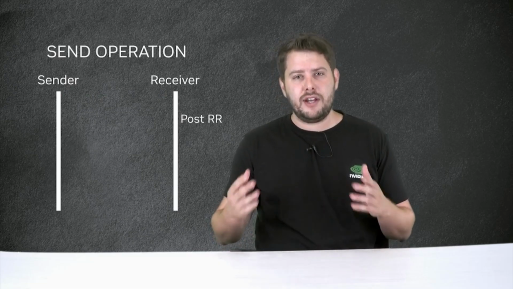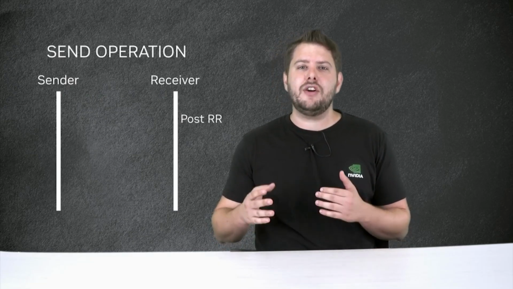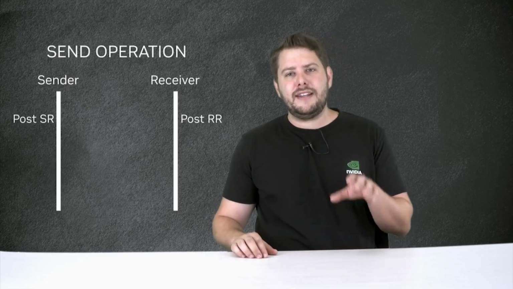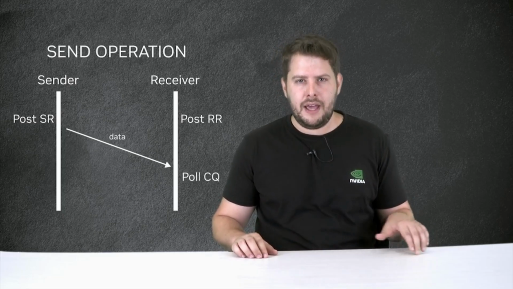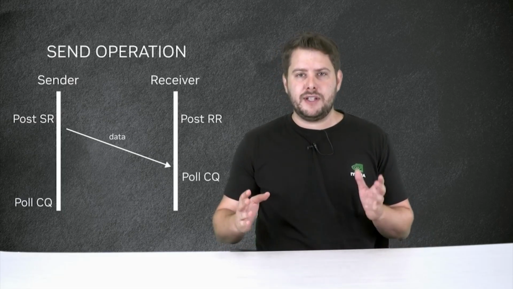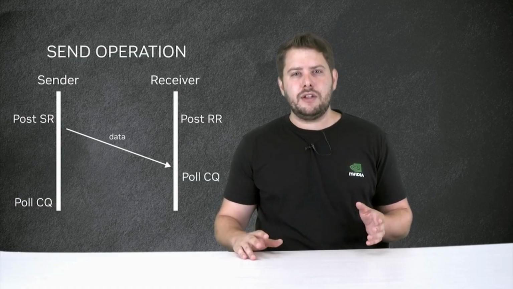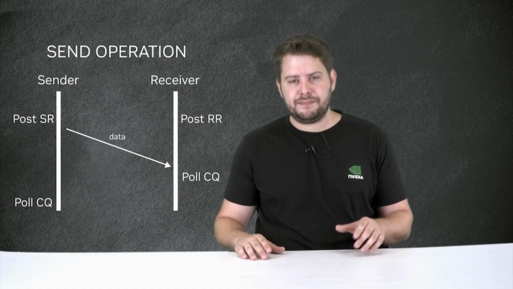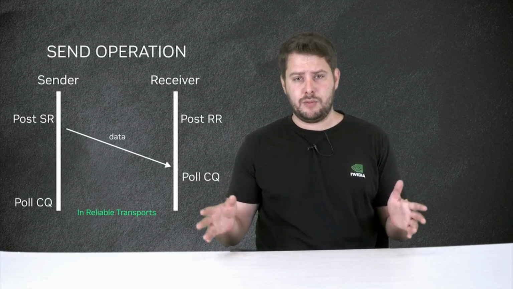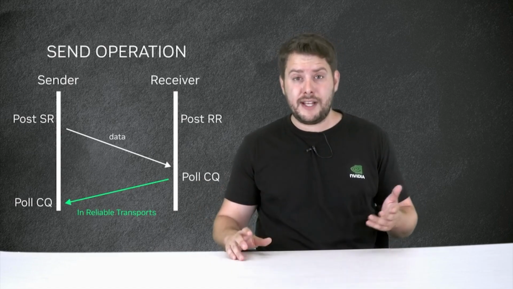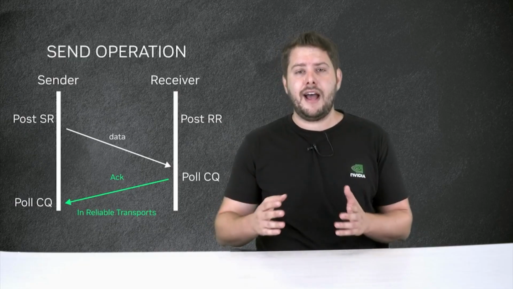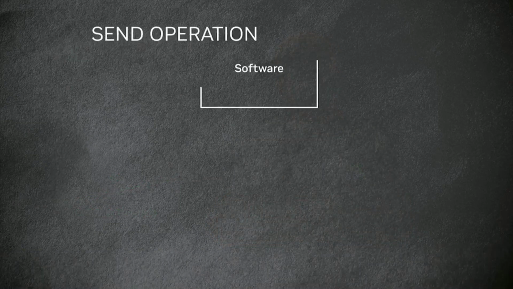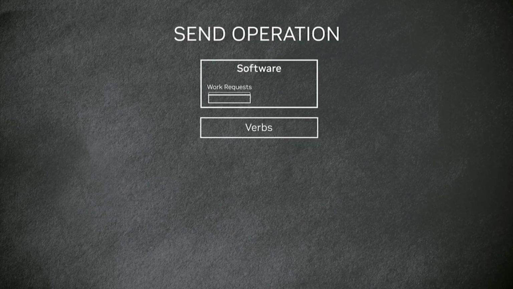Once the data is ready on the send side, the sender will issue a send work request, and this will get the data sent on the wire and to the receiver. When the data arrives on the receiver side, it will be written to those buffers. Now, in reliable transport, the receiver will also send an acknowledgement back to the sender, notifying that the data has arrived.